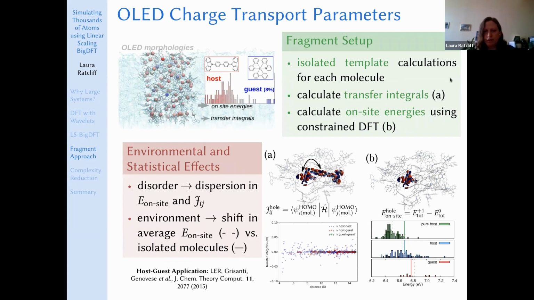So just to give another example of an application, taking this CBP as a host and introducing 8% of guest molecules, which is this iridium PPY3, a typical OLED guest emitter. We perform template calculations for each of the 2 molecules. We can then calculate both the transfer integrals using this expression and the on-site energies using constrained DFT to confine a charge to the molecule of interest. And what we found is that the disorder in this system gives us a dispersion in results for both the transfer integrals and the on-site energies, whereas the introduction of the environment using constrained DFT to get the net polarization gives us a shift in the average values as well. So we're influenced not just by the dispersion, but also by the environmental effects.